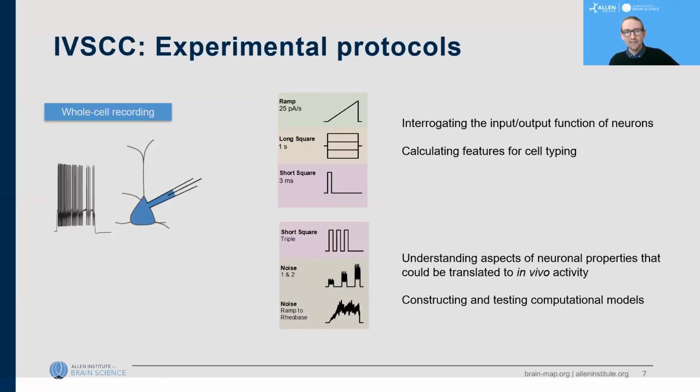We also have some more complex stimuli that are designed to more closely mimic the complex activity that the cells are responding to in vivo. These include a short, precisely timed series of spikes that we can see how the cell responds to, and noise stimuli overlaid on either a ramp or long squares. And since these more closely mimic in vivo activity, we think these are better for constructing and validating the models we're generating. They're primarily used for that rather than generating features for cell typing.